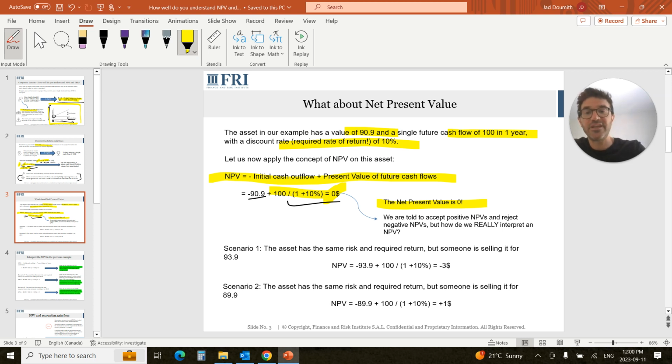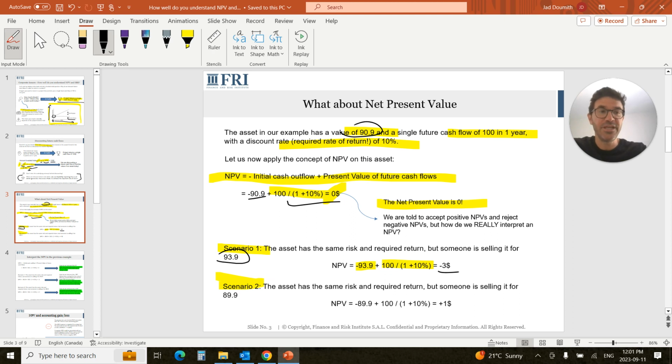To do that, let's take a different scenario. So in scenario 1, let's assume the project is still the same. It still gives you $100 1 year from now, but for some reason, you can no longer buy it for 90.9, you have to buy it for 93.9. Now let's calculate the NPV. The NPV would be negative 93.9 plus 100 discounted at 1 plus 10%, which is the required rate of return, for an answer of negative 3.